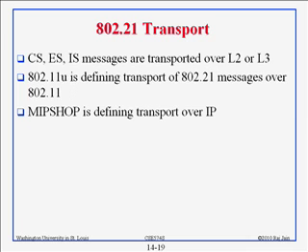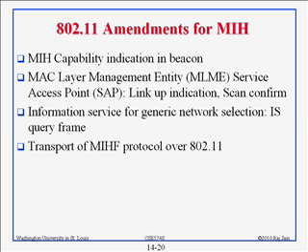So these messages are transported by L2 or L3, and we already talked about L3. IP was L3, and that is what MIHF is doing. And if you want to send it over Ethernet or layer 2, then you use their standards, which is 11U, 16G, and so on and so forth. So all of these things are being defined, right?